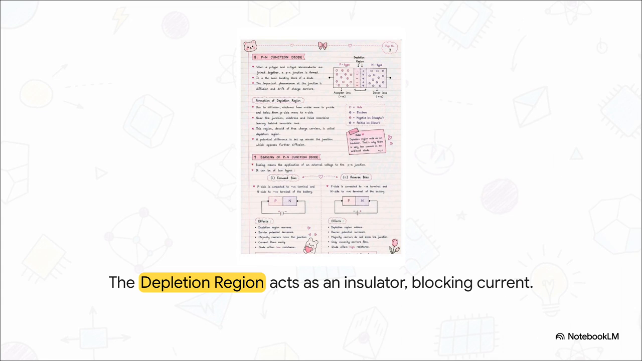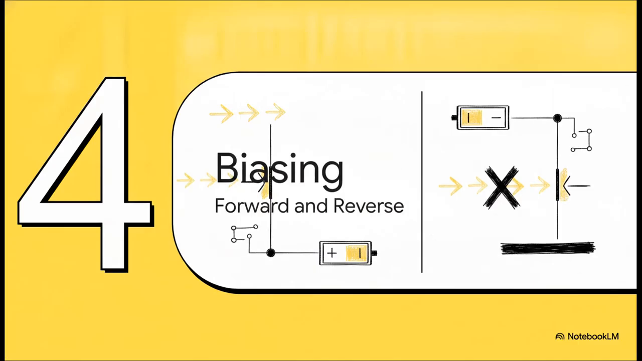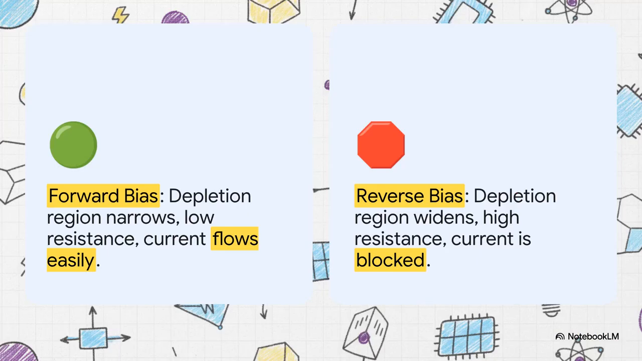This reveals a pretty profound reality about the physics here. This newly formed depletion region acts entirely like an insulator. Because of this wall, without any outside help, a standard PN junction diode naturally blocks the flow of electricity. So how do we fix that? Let's look at Section 4, forward and reverse biasing. Since an unbiased diode acts like a literal brick wall to current, we need a way to take control of it. Enter biasing.